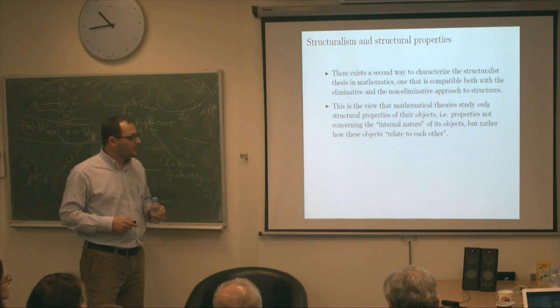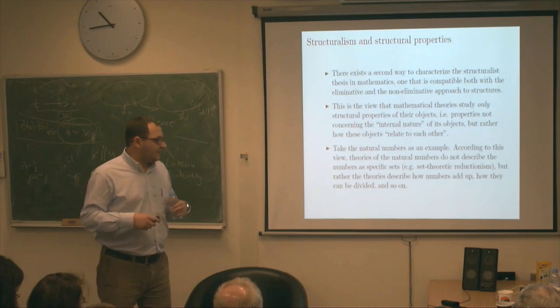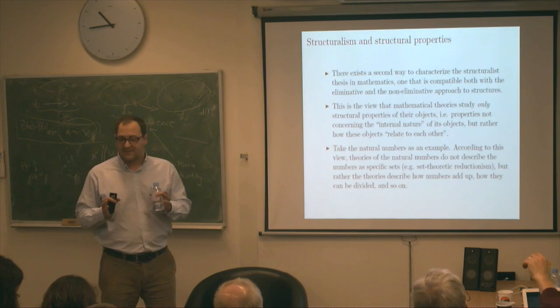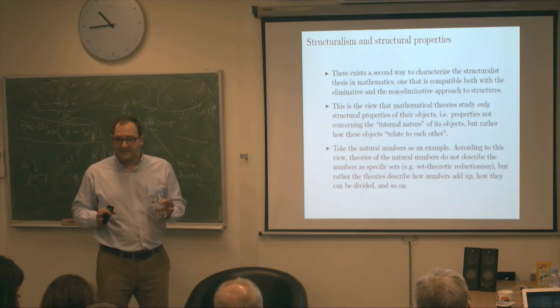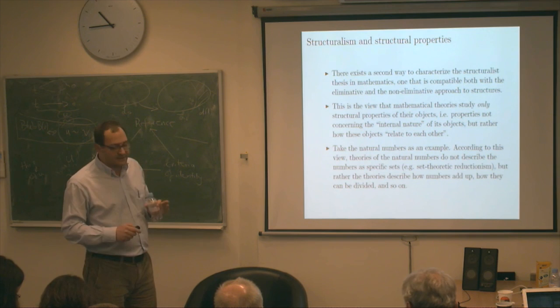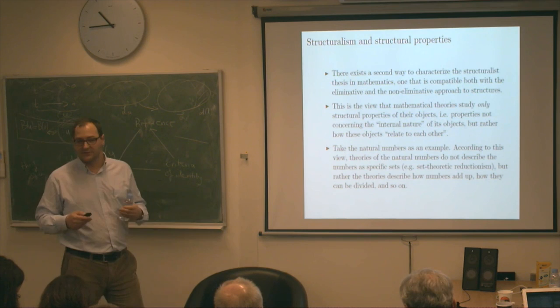So in the case of number theory, for instance, the view here is that theories of the natural numbers, for instance, Peano arithmetic, do not describe numbers as specific sets, as Benacerraf's point, basically, but rather they describe properties concerning how numbers add up, how they can be divided, and so on. Okay? And this focus on structural properties can be found in Benacerraf's paper.